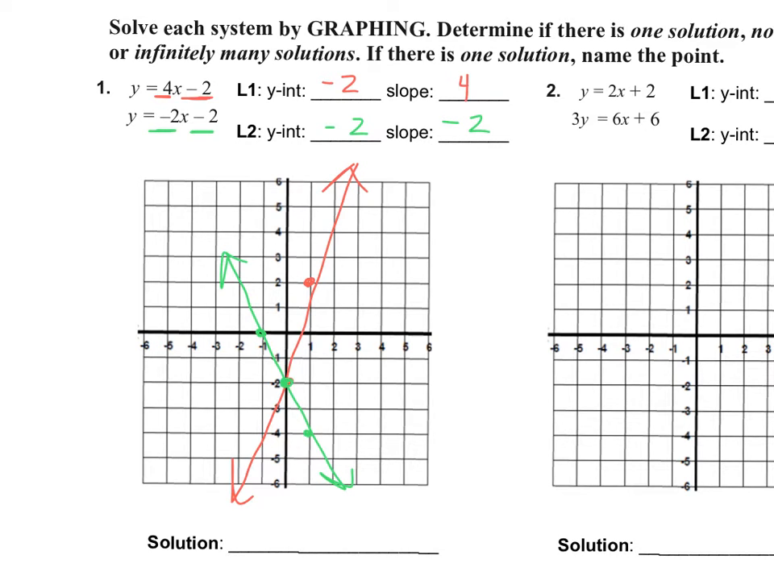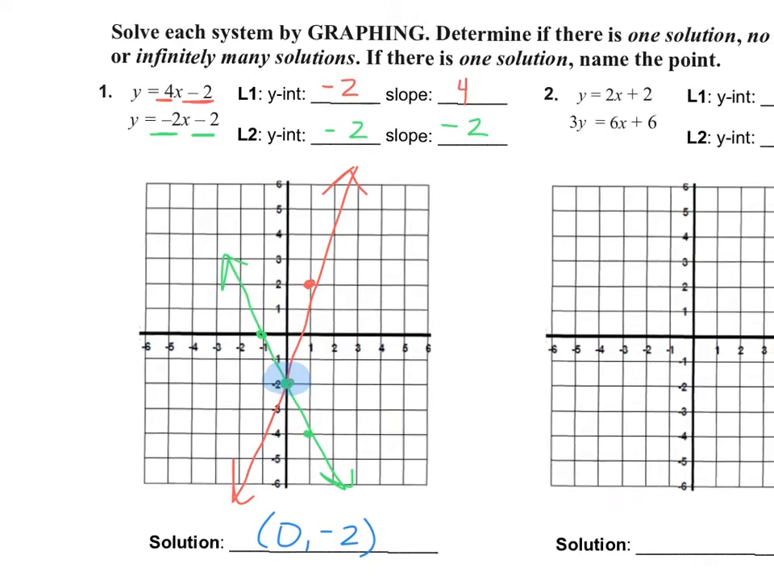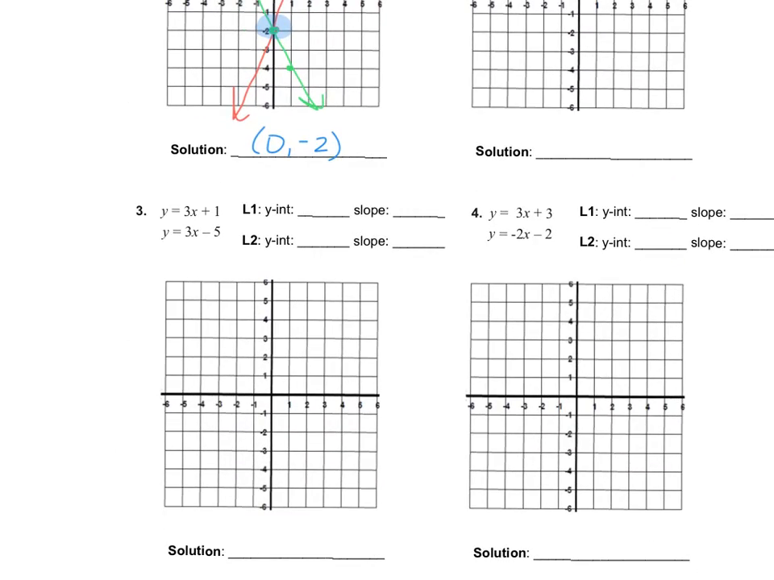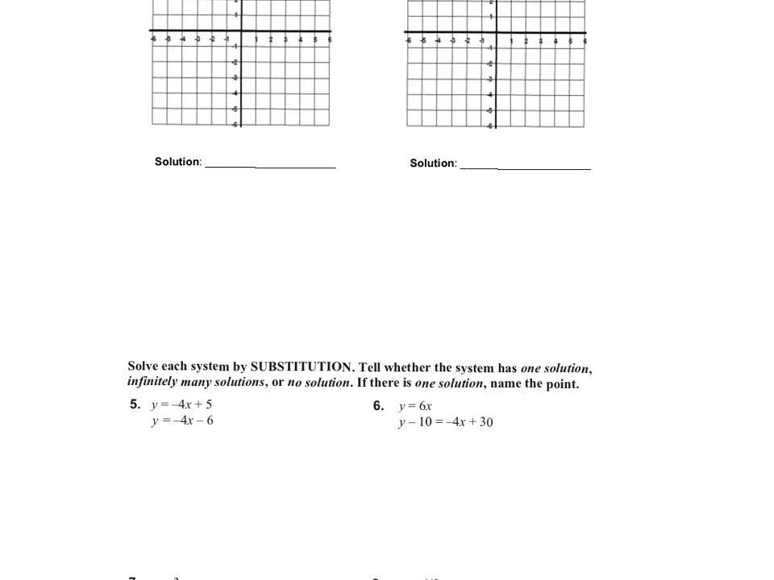And you notice your answer is this point right here. So your solution is just to name that point. So that point is 0, -2. There is one solution to this set of graphs. Okay. I'm going to let you graph the rest of those.